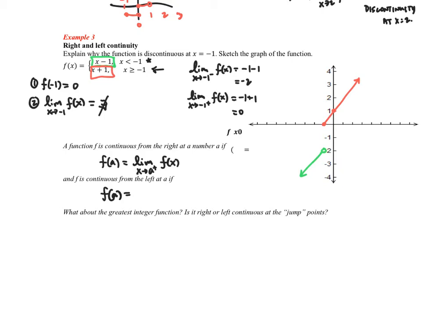F is continuous from the left at a if f of a is equal to the limit as x approaches a from the left of f of x. So with the greatest integer function, if we were to continue to look at that thing, our buddy, we would see that this function is right continuous. It's right continuous at each of these jump points because the function's limit coming from the right is equal to the value on each of these steps.